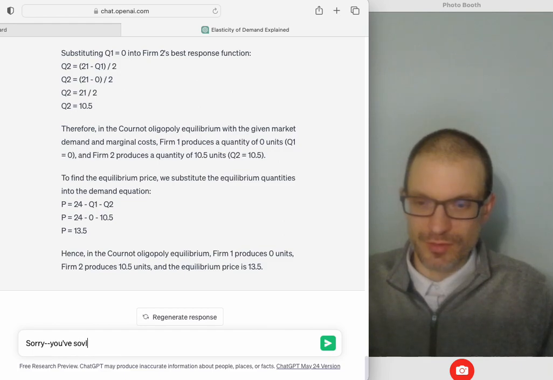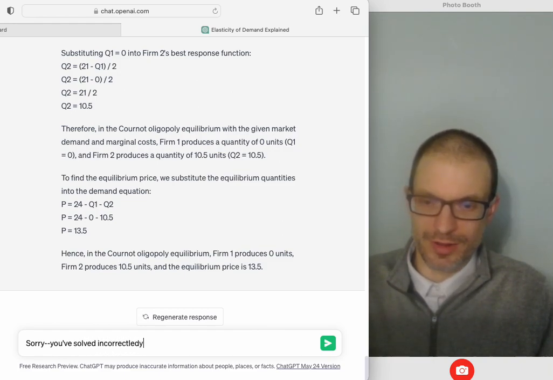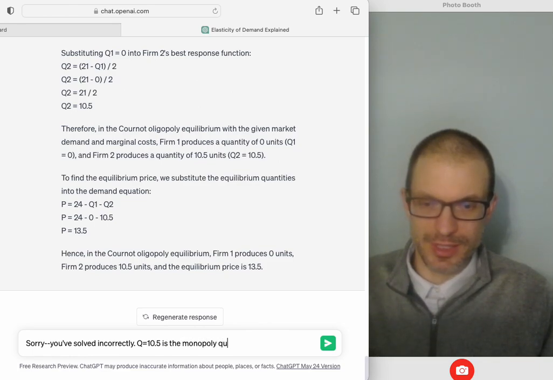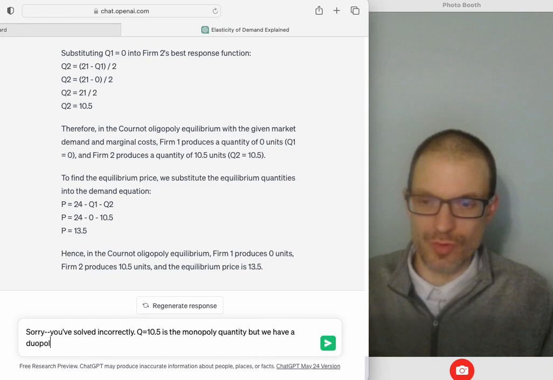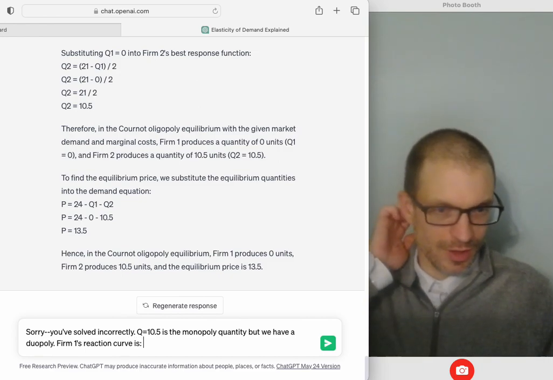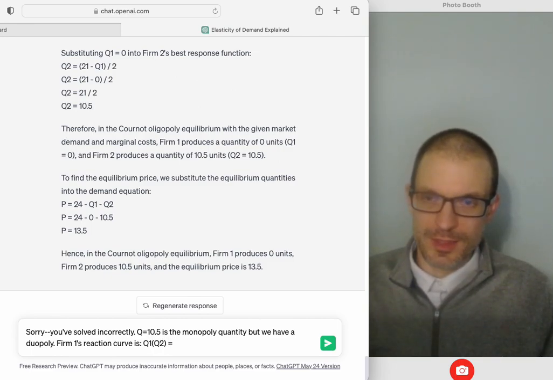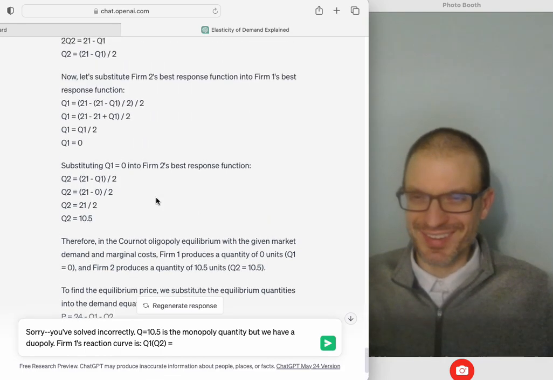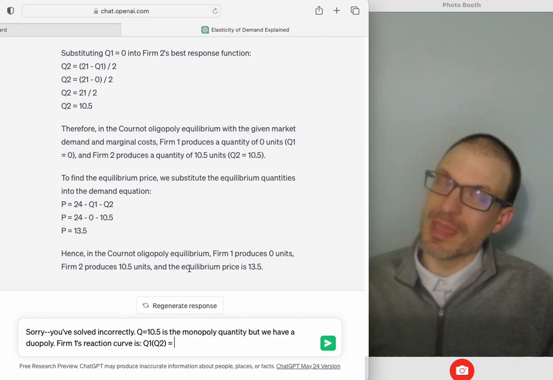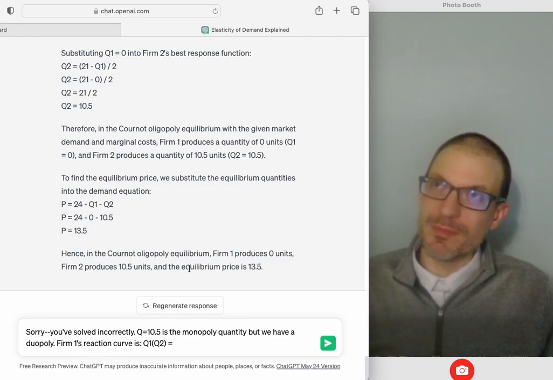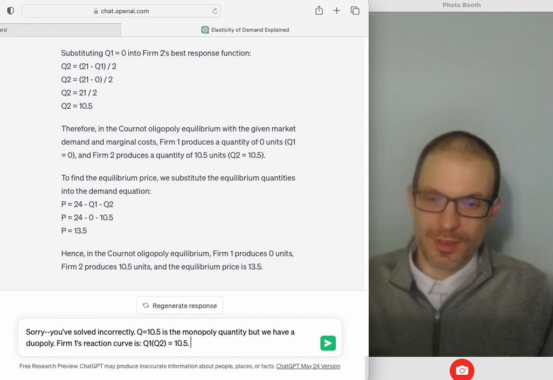Sorry, you've solved incorrectly. Q equals 10.5 is the monopoly quantity, but we have a duopoly. Firm one's reaction curve, what's firm one's reaction curve? Q1 of Q2. If I remember what it's going to be, I don't have to resolve. Shoot. The reaction curve is going to be (A minus C minus Q2) over 2. So A minus C is 21, over 2. It's going to be 10.5 minus 1/2 Q2.